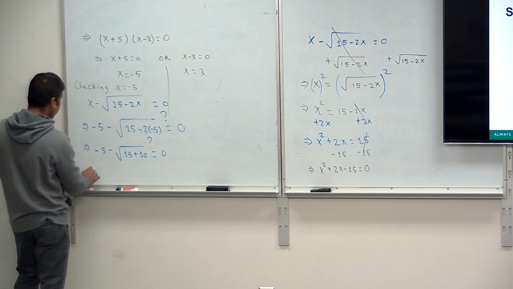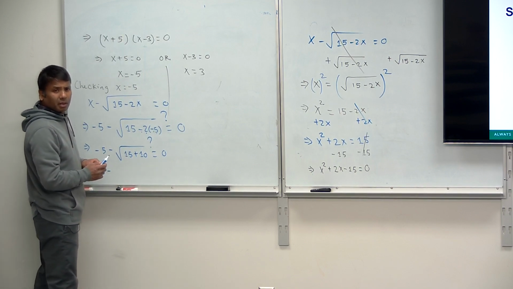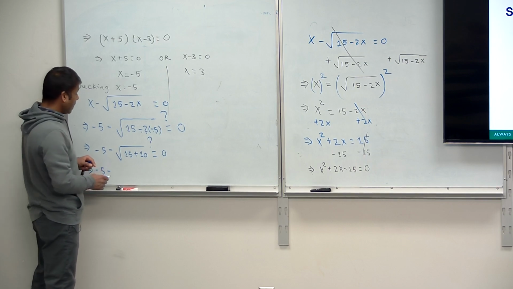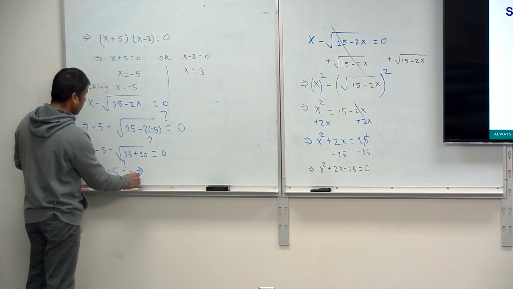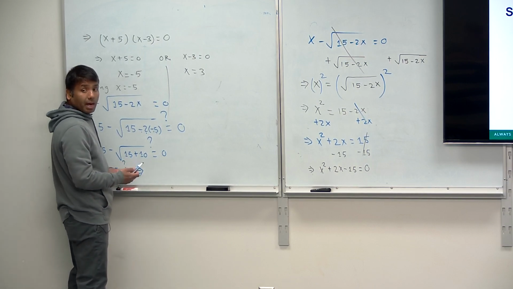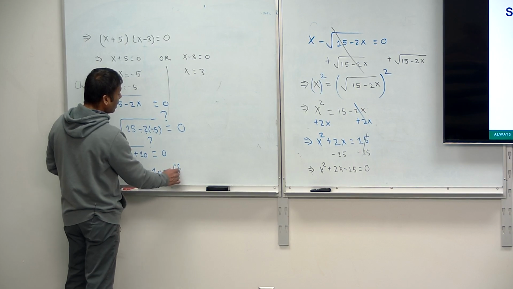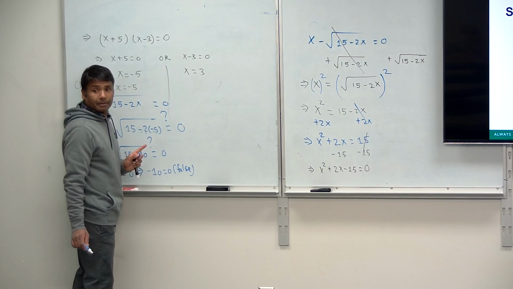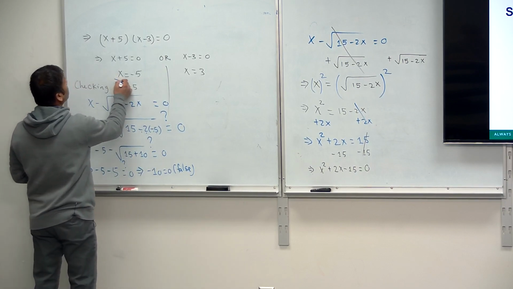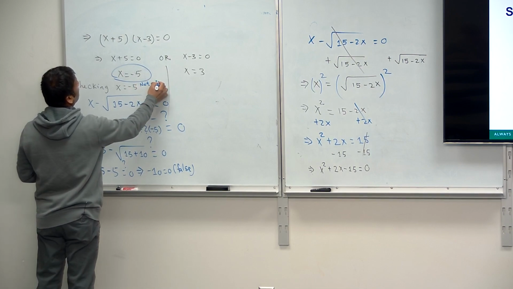So now you have negative 5 minus radical of what is 15 plus 10? 25. What is radical 25? 5. Negative 5 minus 5 equal to 0. So if you look here, negative 5, when you combine, it will give you negative 10. Negative 10 equal to 0. This is false, is that right? This is false. So now this is not a solution.